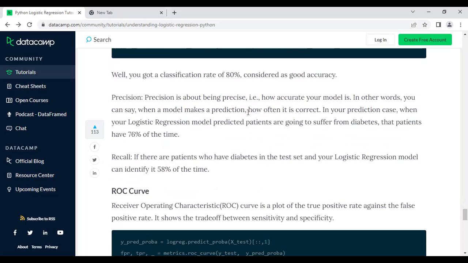So precision is about being precise. That is how accurate your model is. Precision, or positive predicted value, is defined as the percentage of true positives predicted amongst all the positive values predicted.